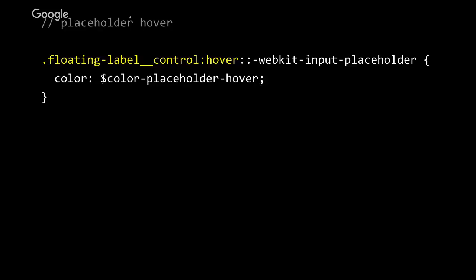Now we want to style it when it's in hover. So what we're doing here is floating label, control, but pseudo class of hover, only when it's in hover, then style the placeholder. And you can see we're changing the color. Well, the variable there is color placeholder hover, but fundamentally we're setting it to a darker color. When the floating label is set to hover, the placeholder will go darker.